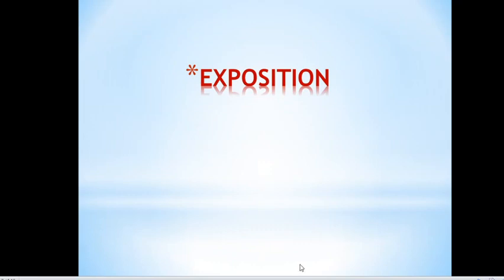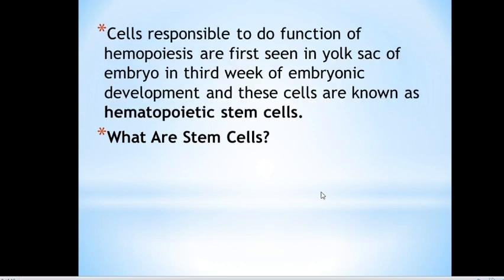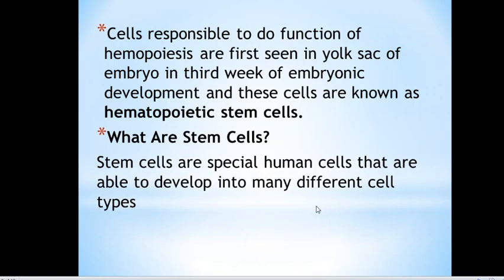Let us continue with the formation of blood with the explanation or exposition. So, cells that are responsible to do the function of hemopoiesis are first seen in the yolk sac of the embryo in the third week of embryonic development, and these cells are known as hematopoietic stem cells. So what are stem cells? Stem cells are special human cells that are able to develop into many different cell types.